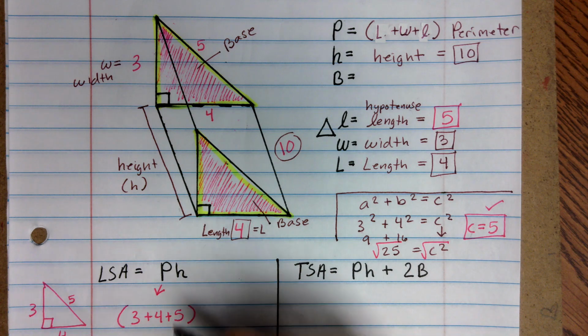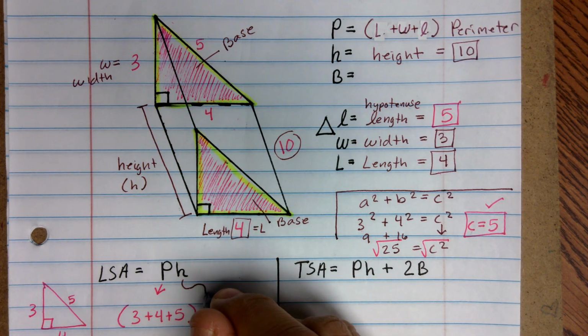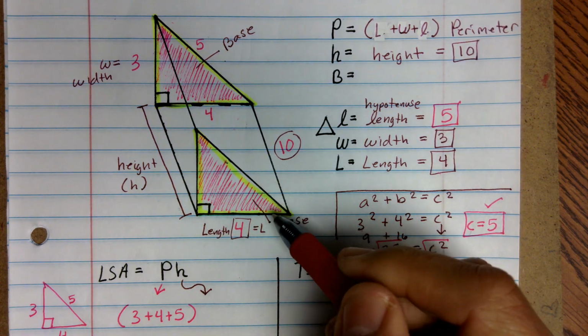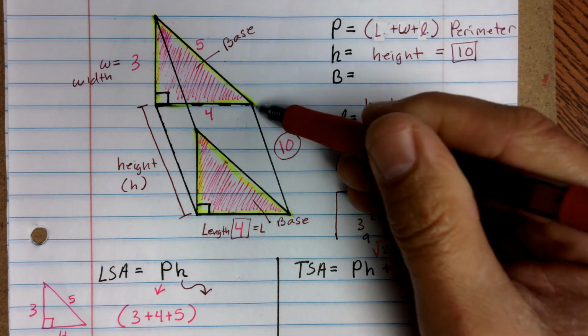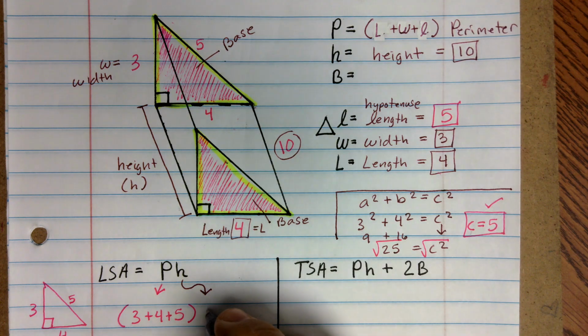And then we need the height. But when we're talking about the height, we're talking about the actual height of the prism. In other words, the distance between the two bases, between the two shaded areas. And that's going to be 10.